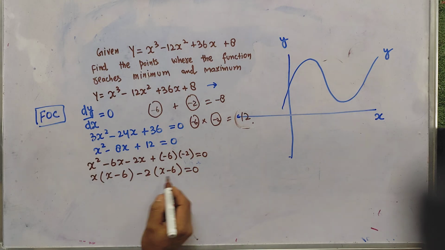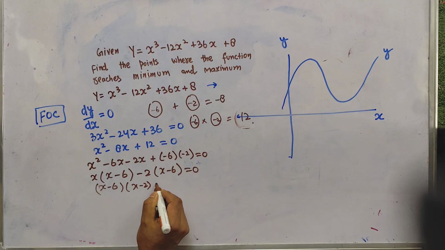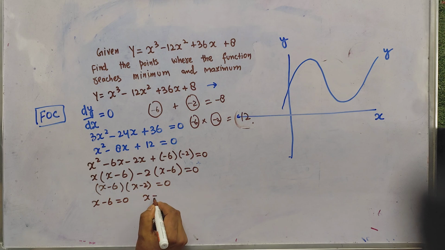Having said that, let us take x minus 6 common. We are left with x minus 2, and we set it equal to 0, which implies here either x minus 6 is equal to 0 or x minus 2 is equal to 0. x minus 6 is equal to 0 means x is equal to 6.